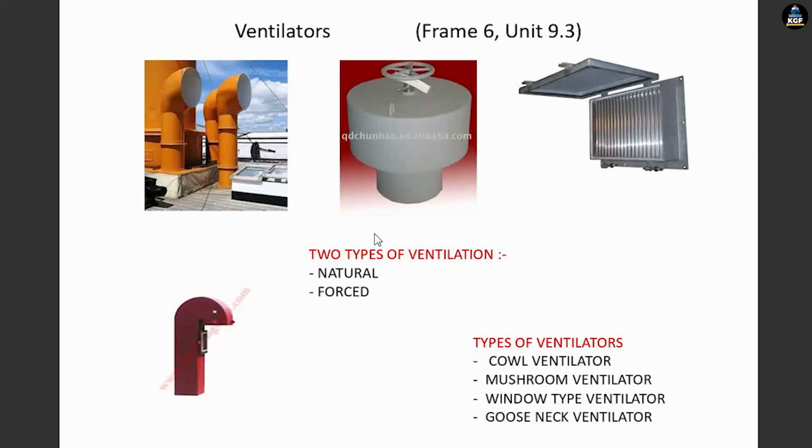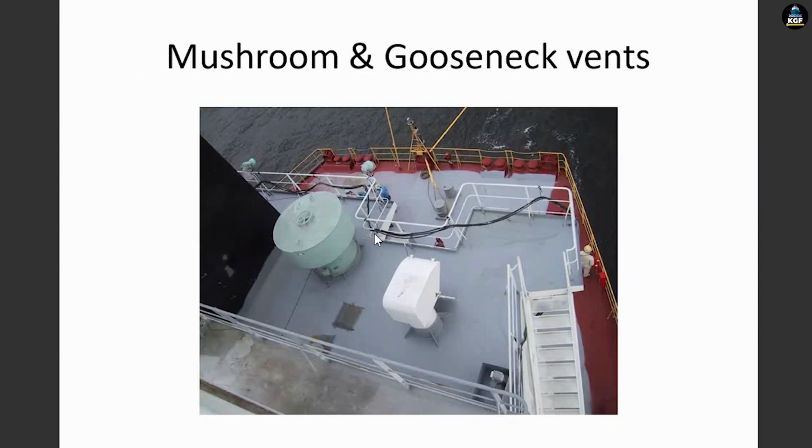So there are 1, 2, 3, 4 types of ventilators shown. First one is the cowl ventilator, second is the mushroom ventilator, third is the window type ventilator, and fourth will be the gooseneck ventilator. And types of ventilation, there are 2 types of ventilation, natural and forced ventilation. So real picture of a ship showing the mushroom and gooseneck vents.